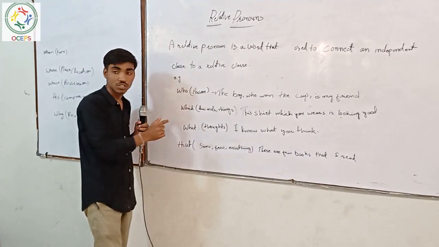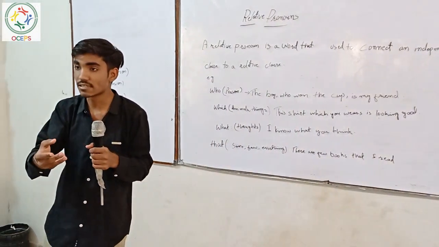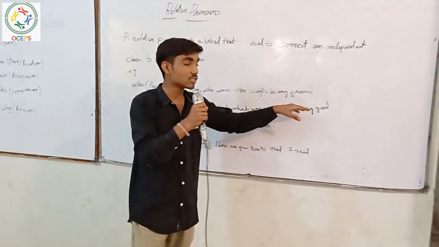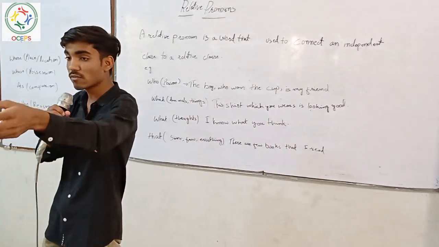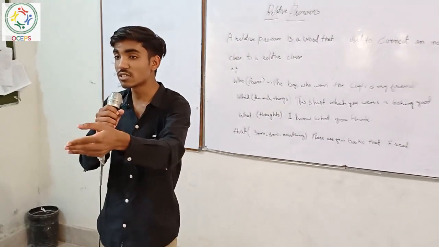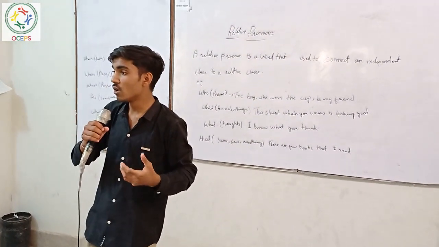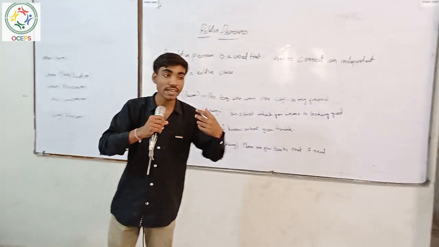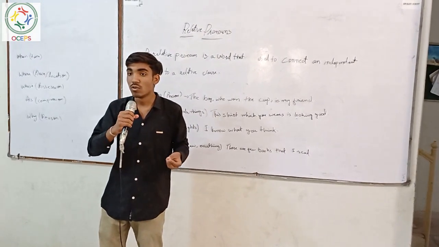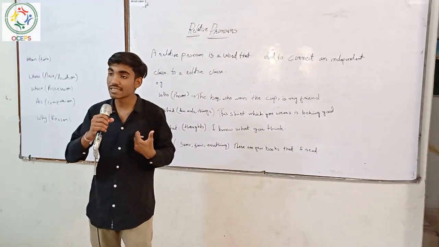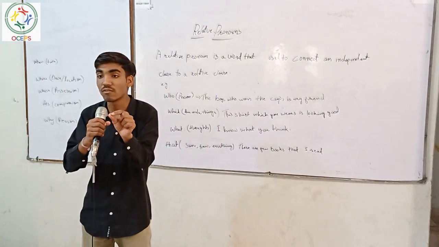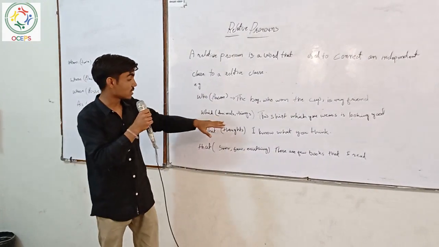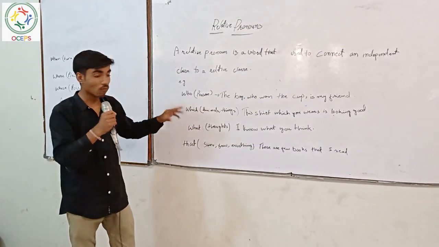Okay, now which is used for animals and things. Animals and things. So here is an example. This shirt which you wear is looking good. Let's suppose I am taking this example of this boy, that this boy wears a shirt which is looking very beautiful or good. So here I talk about things, or I can say the animal: the cow which gives us milk is beneficial for our health. So here I use the animal word, which is cow. So I give you extra information about the animal or thing, so we use which.